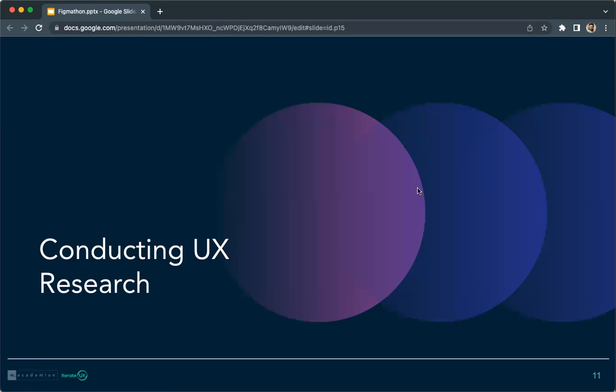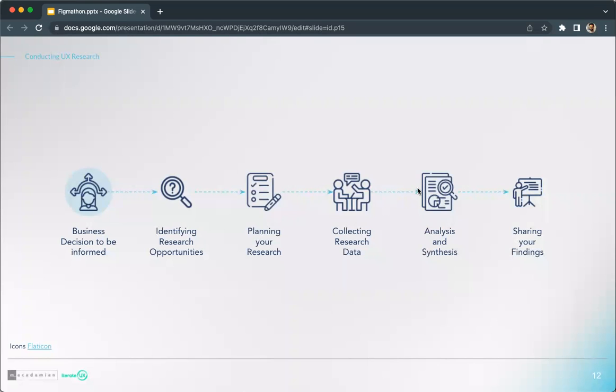Is the product or the solution direction the right direction? Are we actually solving users' problems or not? So it's at two levels. There's a close collaboration between a researcher and designer, but the research is also helping the business with what direction they should be working towards and focusing on. And it's a time-consuming process. There's science involved behind it. So let me walk you through what that process looks like.